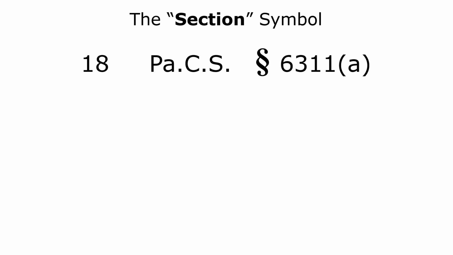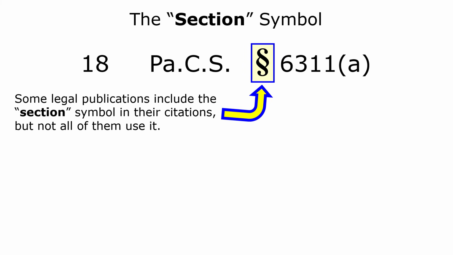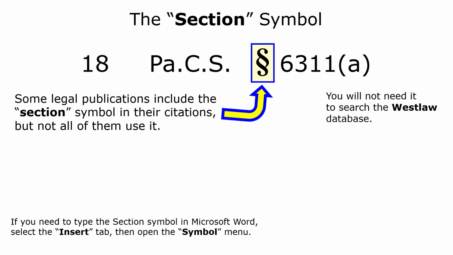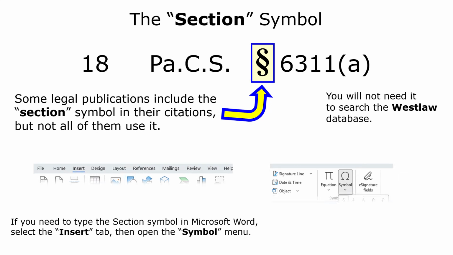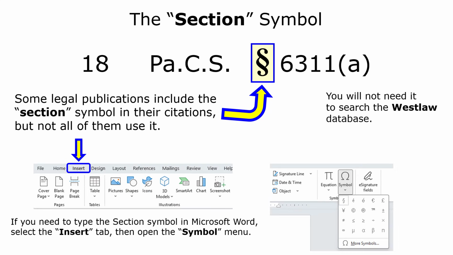Let's talk for a moment about the section symbol. It looks like a letter S with an extra curl on it, and you'll see it appears right before the section number. Some legal publications include the section symbol in their citations, but not all of them use it, so you won't always see it. Fortunately, you will not need the section symbol in order to search the Westlaw database. But if you need to type the section symbol in Microsoft Word, select the Insert tab from your toolbar and then open the Symbol menu, and you'll see the section symbol is one of the choices.